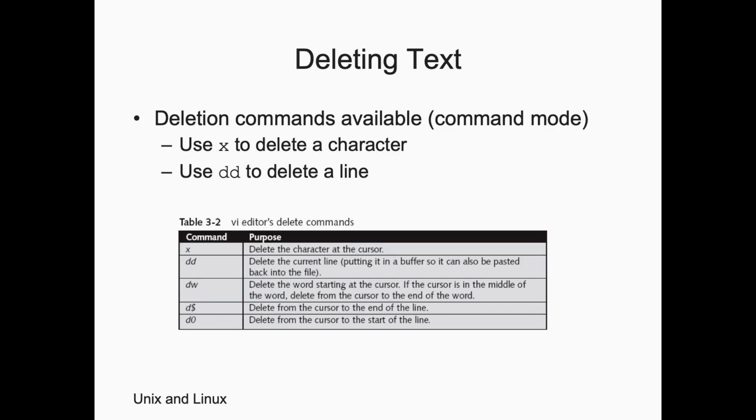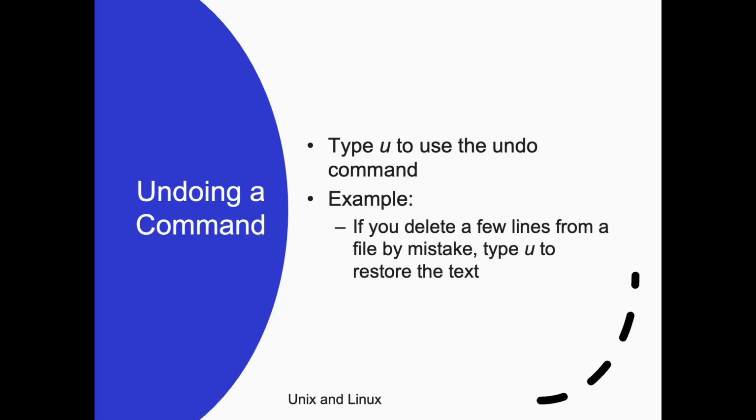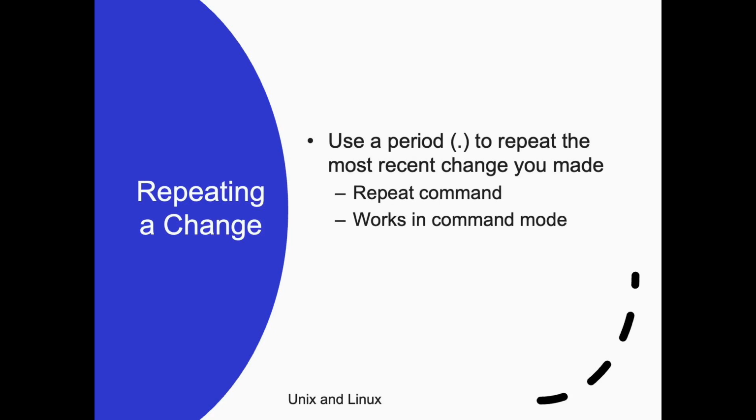Now I want to keep this video efficient, so as you can see, there are other commands that you can use in command mode, such as x to delete a character and dd to delete a full line. You can also use the u to undo a command. Hitting the u button will restore what you accidentally deleted. You can also use a period to repeat the most recent change that you made, and this works in command mode as well.